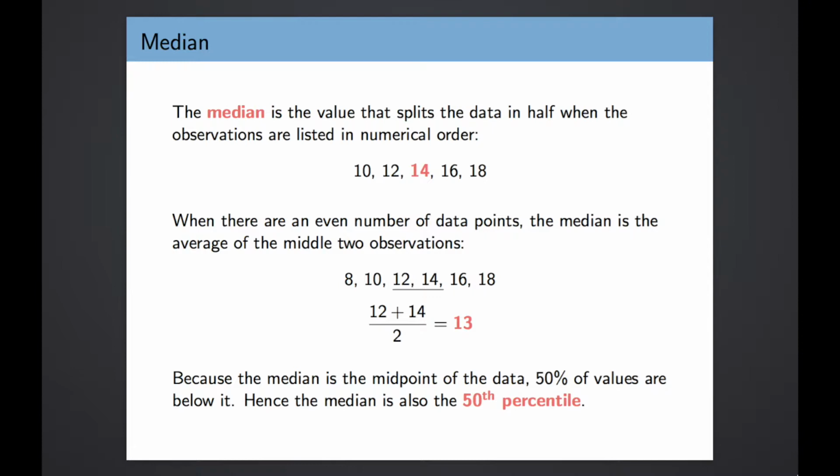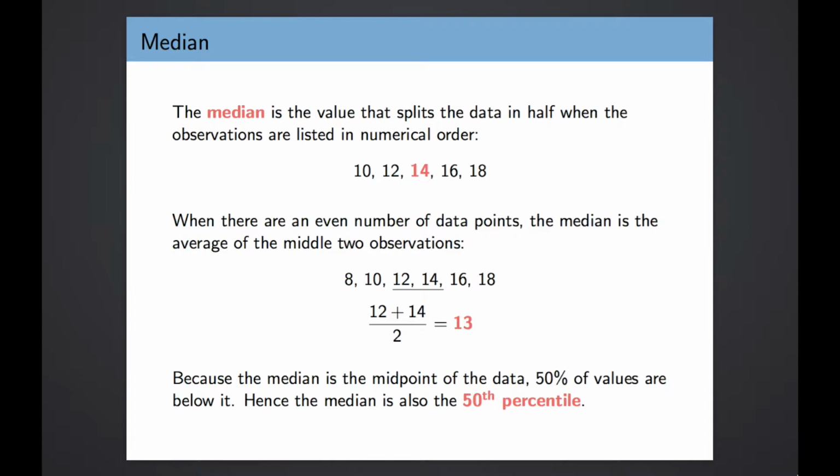When there are an even number of data points and no one number that's at the exact middle of the distribution, the median is the average of the middle 2 observations. So in this example, the middle 2 observations are 12 and 14. The average of 12 and 14 is 13.